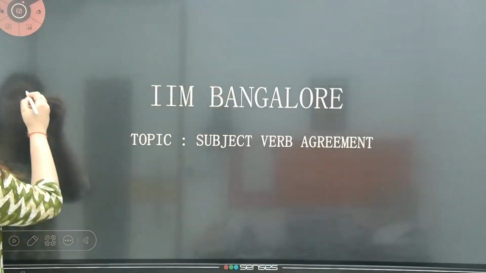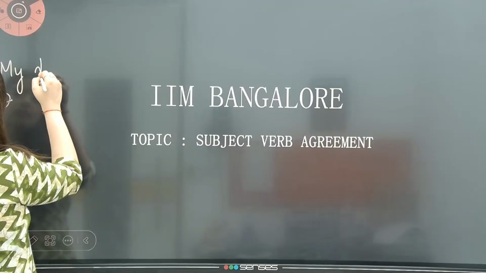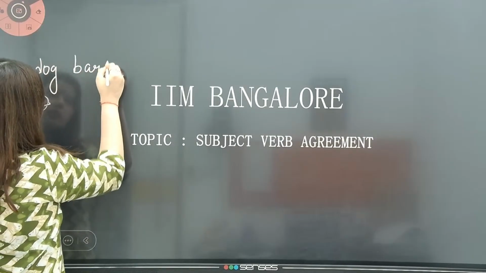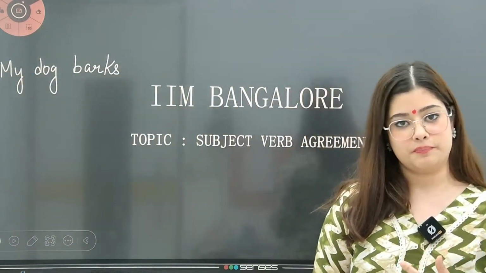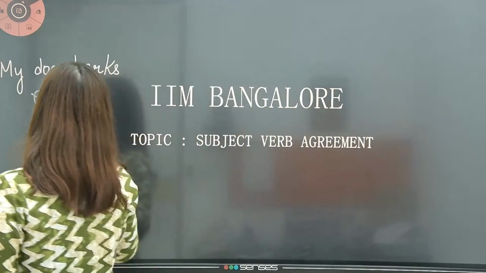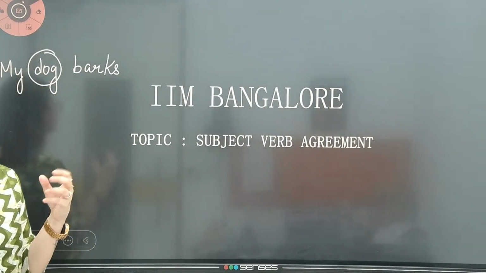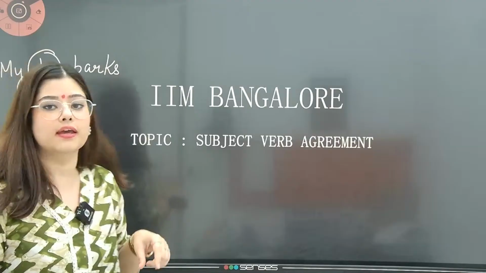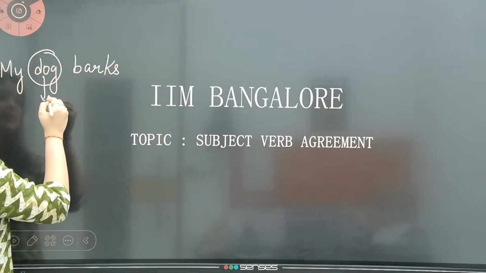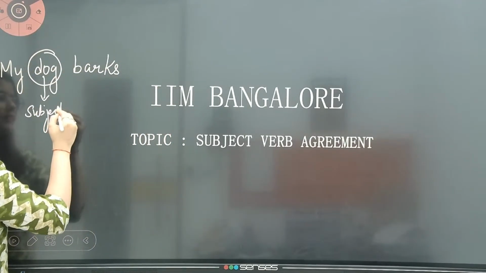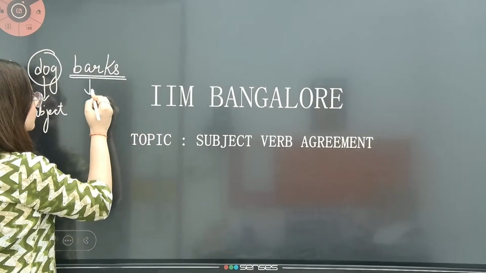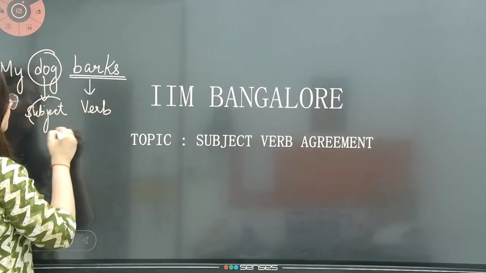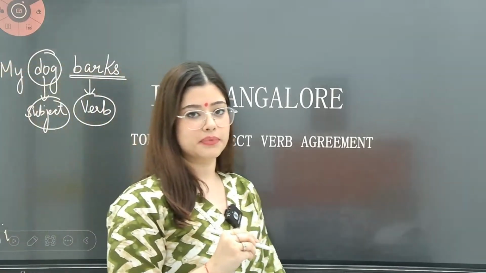Before we proceed, I'll write two sentences on the board. My dog barks, right? When we're talking about a dog performing the action of barking, dog becomes the subject of the sentence and the action is obviously barking. So this becomes the verb of the sentence.